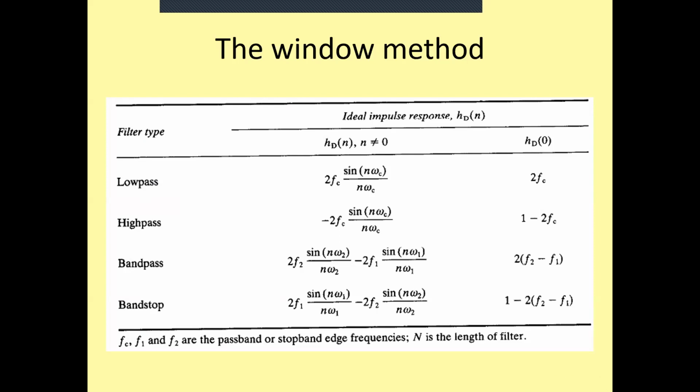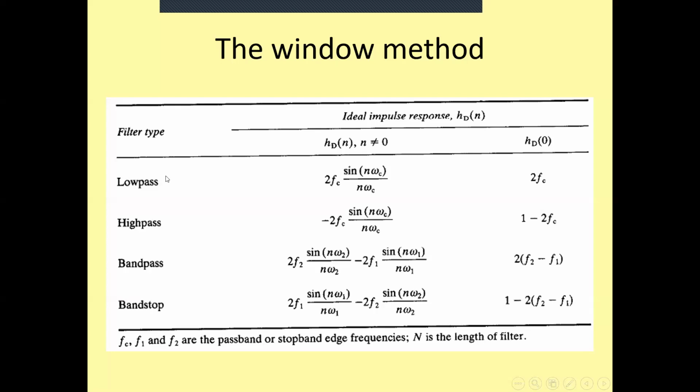Look, please. Now, here we have a table. This table will be supplied in the final year exam. So when you are going to design a filter, say an FIR filter, high pass, low pass, band stop, band reject, what are you going to do? First of all, you have to pick up the equation of the ideal impulse response.